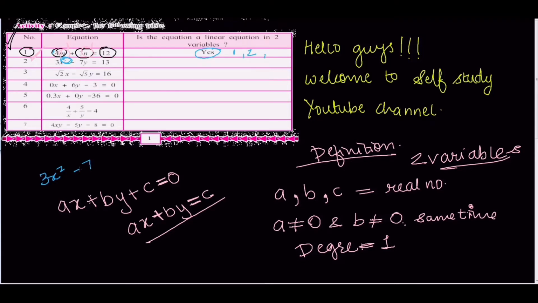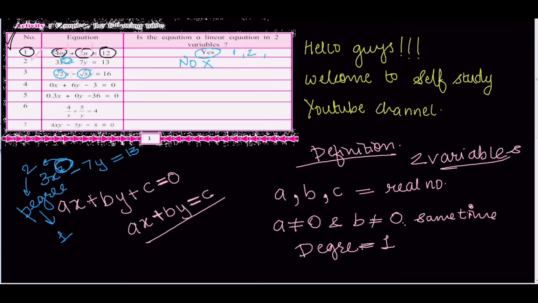The next is 3x square minus 7y equals 13. Over here, if you carefully observe, the highest degree is 2. We want the degree to be 1, but the degree is 2, right? There are x and y, two variables, but still the answer is no, because the degree is 2. I hope you get it.